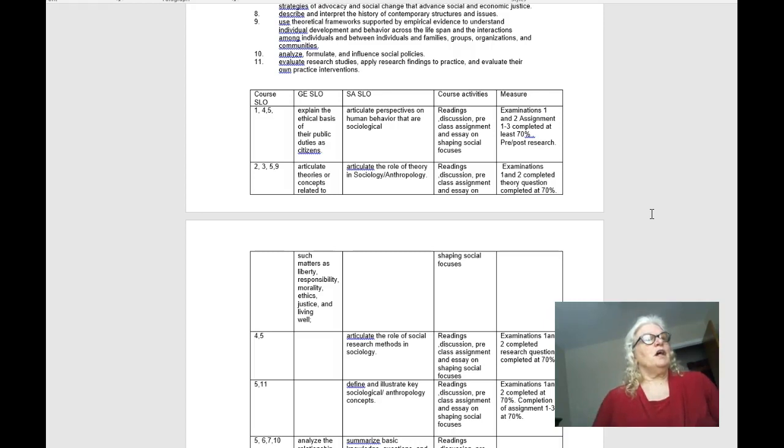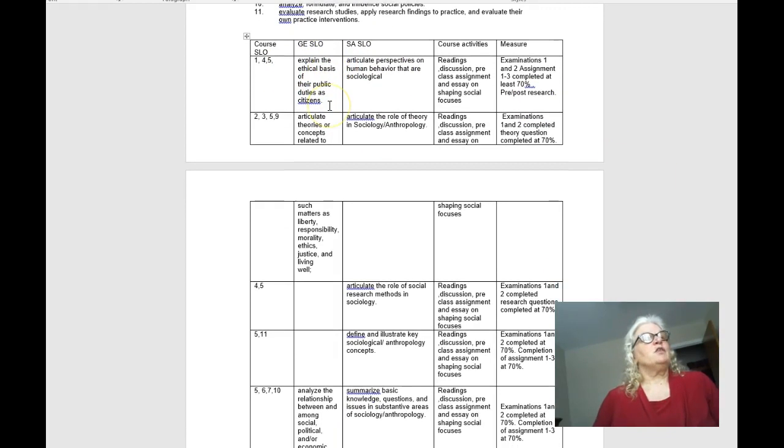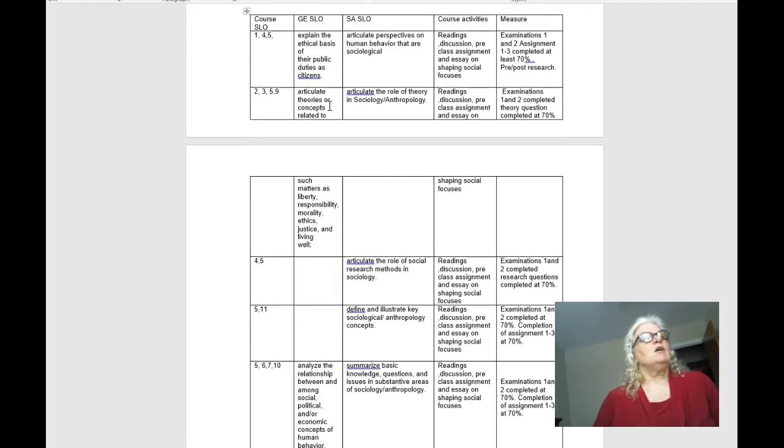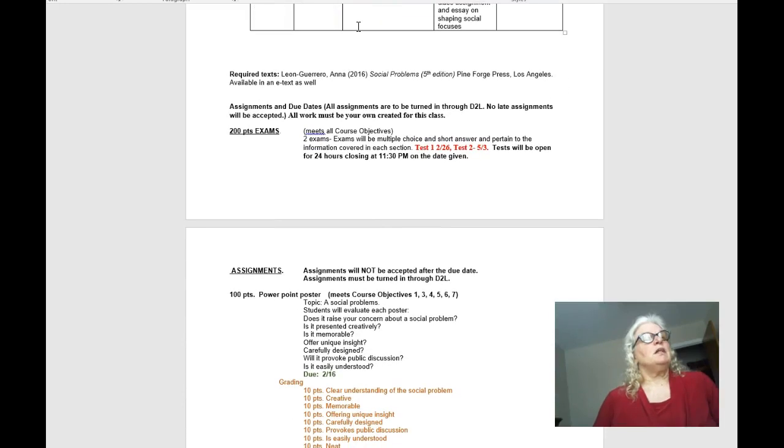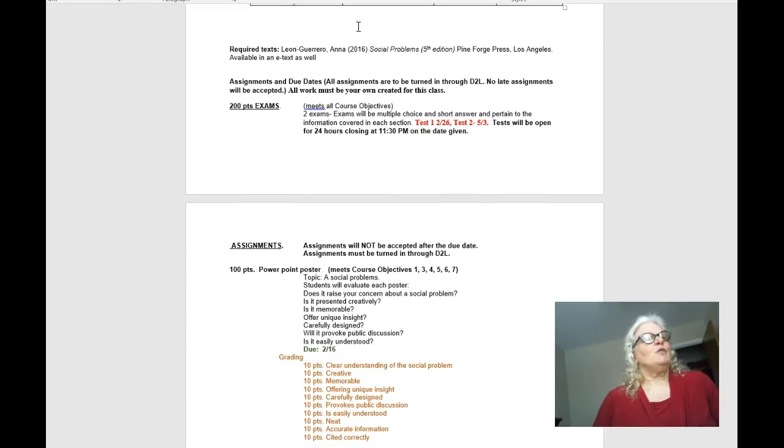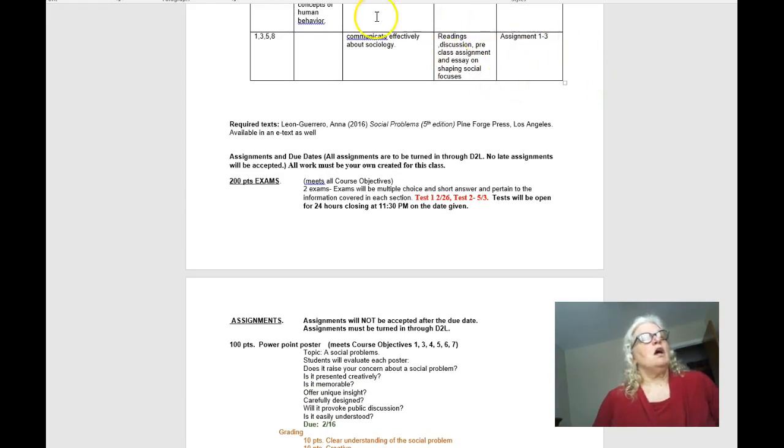In the course, basically you can see that this is a Gen Ed course. So the Gen Ed requirements are here. The sociology requirements are here as well that come into place. And that information is there. And what goes back and forth is the measurement of those to get there.